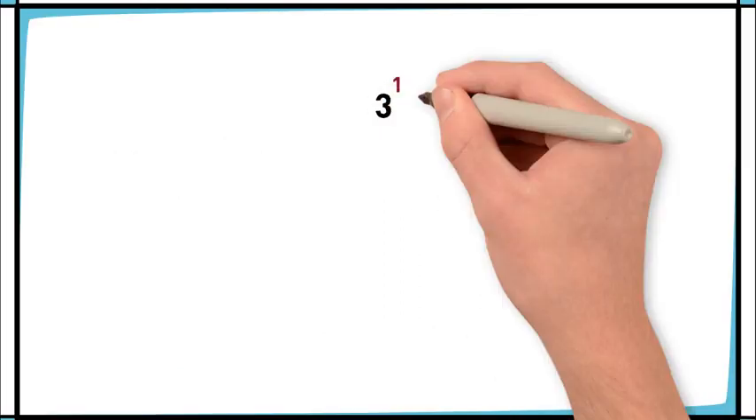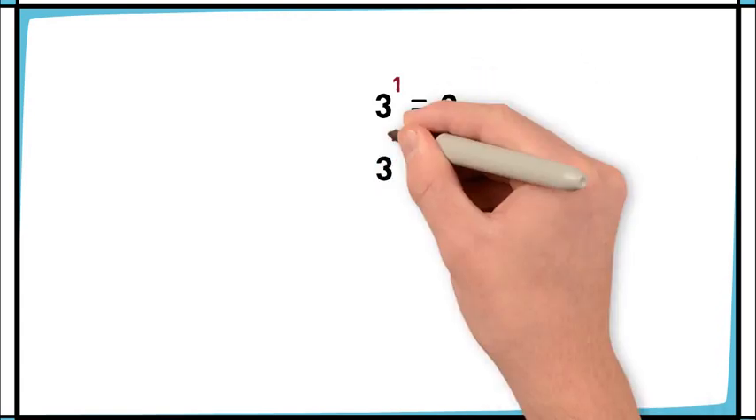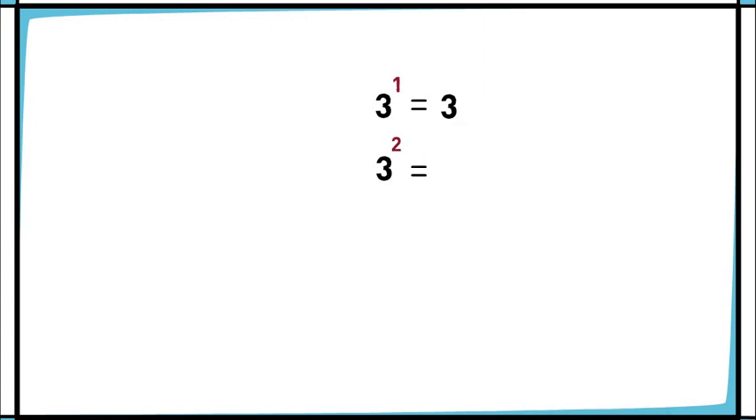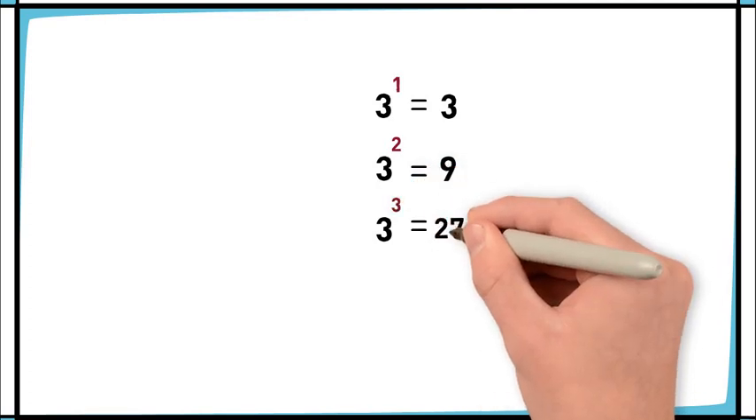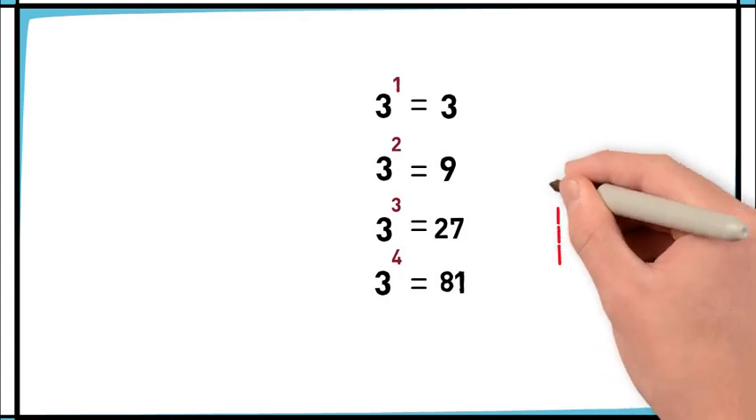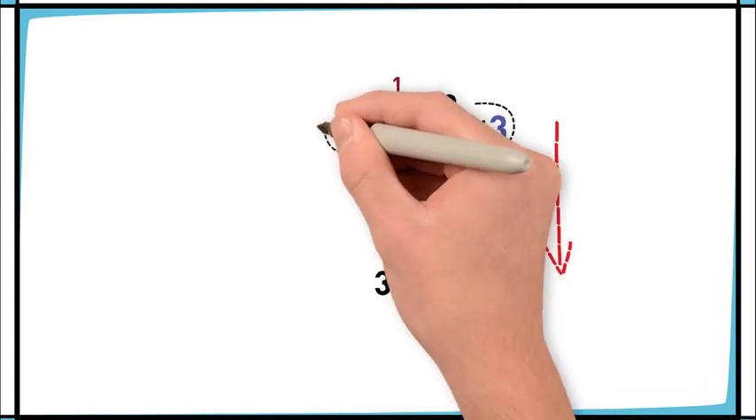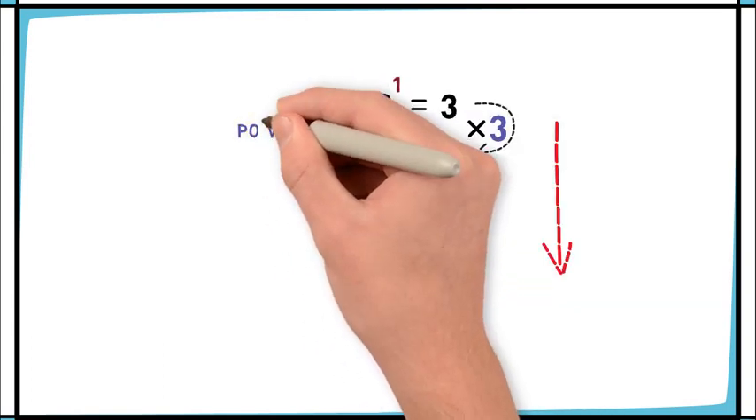As we all know, 3 raised to power 1 is equal to 3. 3 square is equal to 9. 3 cube is equal to 27. 3 raised to power 4 is equal to 81. Here we observe that as we move downward, we increase the values by multiplying with 3 on the right hand side, and the power increases by 1 on the left hand side.